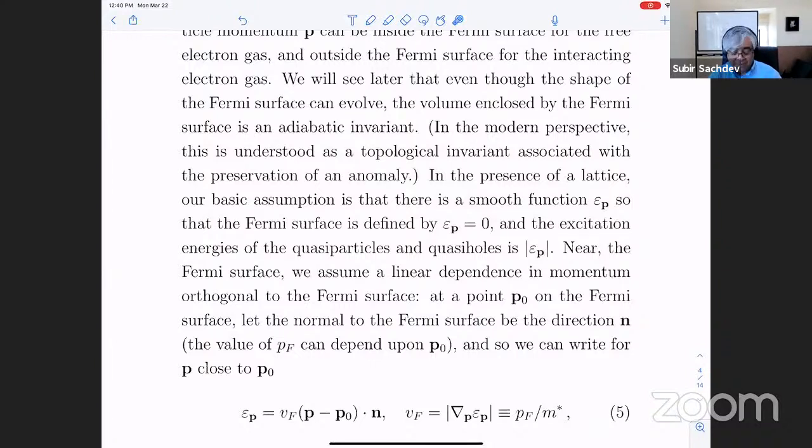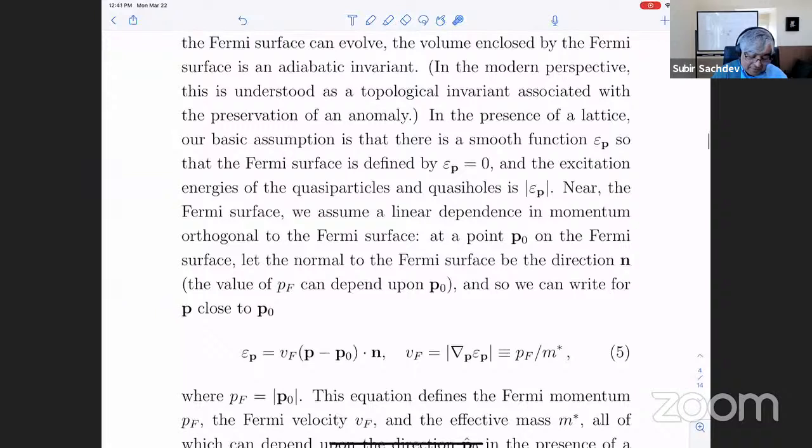So let's say this is a postulate that in the interacting system there's some function of P, which I don't know. I don't know how to compute it. I could measure it in an experiment. And that function E(P) defines the Fermi surface, just the line E(P) equals 0. In fact, we'll be only interested in low energy excitations near the Fermi surface. So we can expand E(P) to linear order in the momentum.